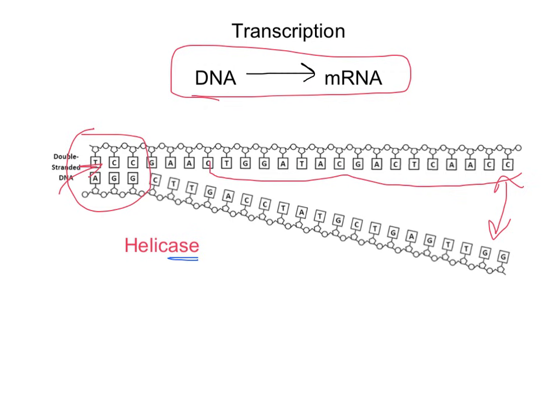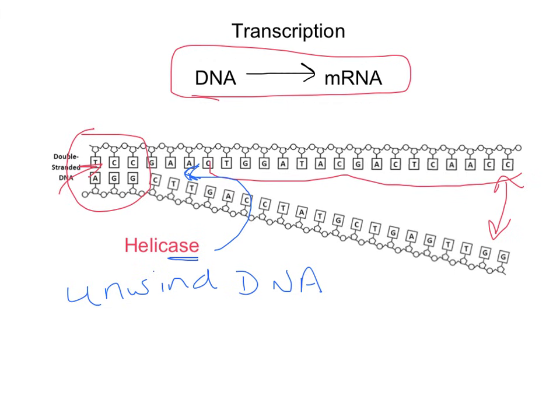Remember, ASE is an enzyme? Helicase is the enzyme that's going to come in here and unwind or open up the DNA strand. Remember, these nitrogen bases are held together with hydrogen bonds, and hydrogen bonds are not very strong bonds. So this helicase enzyme will come in there, unwind, and break up those hydrogen bonds between those nitrogen bases.